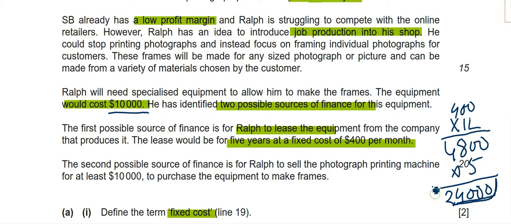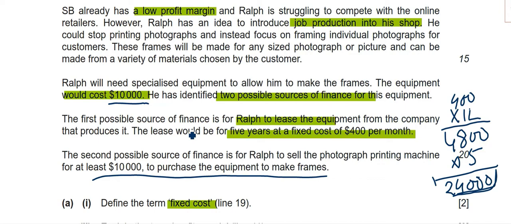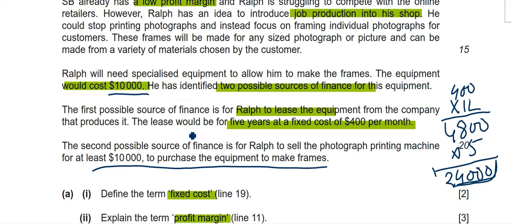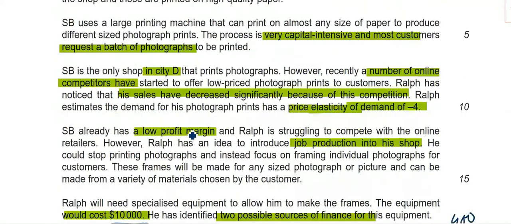Moving on, they're saying the second possible source of finance is for Ralph to sell the photograph printing machine for at least 10,000 to purchase the equipment to make frames. Now this over here can also be a source of finance, that he sells his existing equipment, and because he won't be using that anymore as he is now moving on into the framing business, he can sell it for 10,000, and that 10,000 can easily cover the cost that he needs to pay to buy the new equipment. So this is all the information that is given to us in the data.